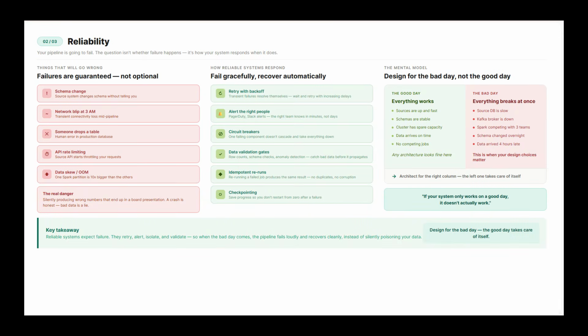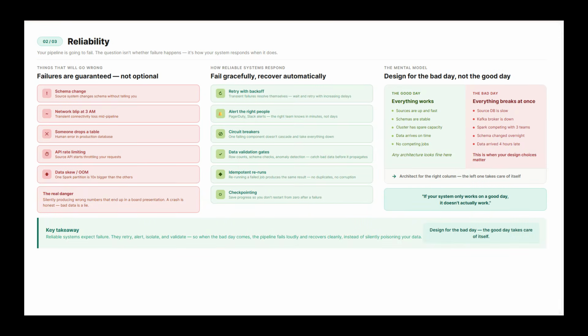Reliable systems fail gracefully. They retry with backoff. They alert the right people. They have circuit breakers so one failing component doesn't cascade and take everything down. And most importantly, they don't silently produce wrong numbers that end up in a board presentation.